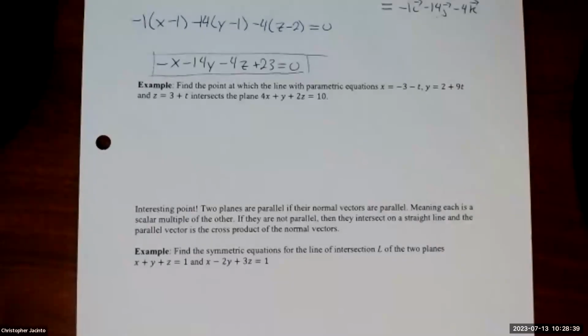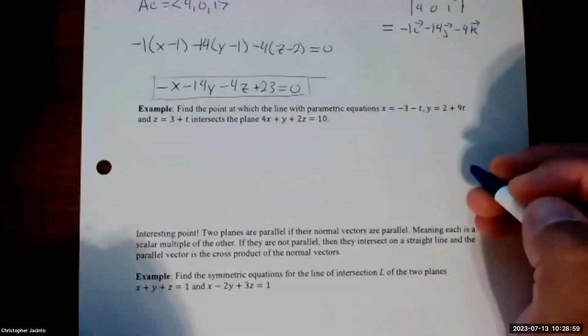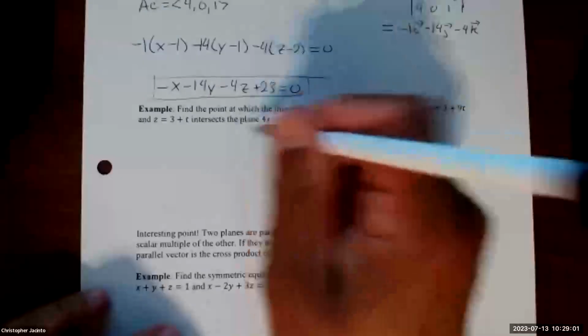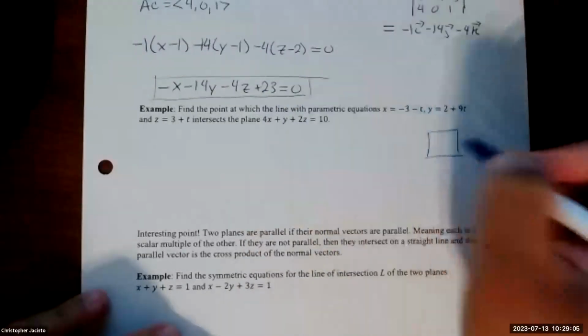This is the fun one. Find the point at which the line with parametric equations x, y, and z intersects the plane. Oh boy, what in the world do we actually do here? Okay, so we have a plane. So we have a piece of paper. This is our plane here.